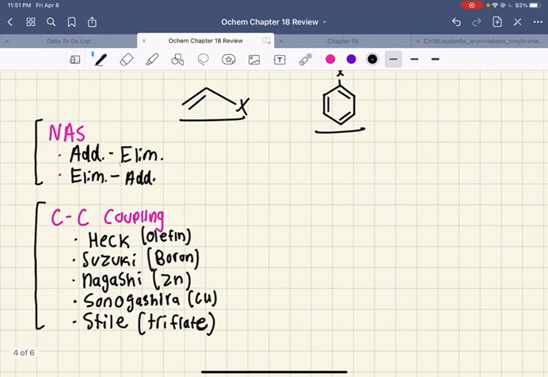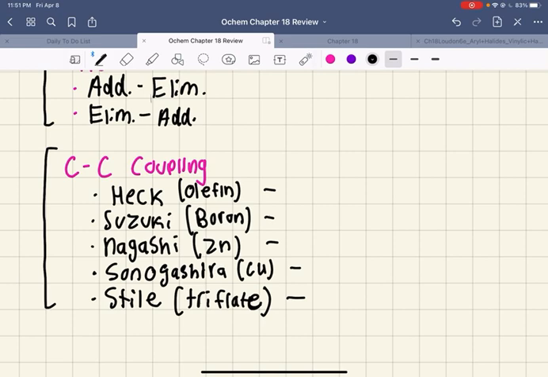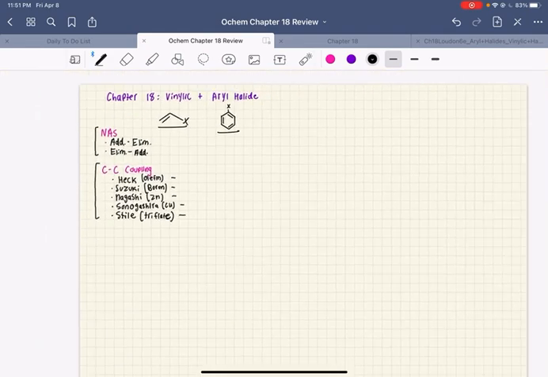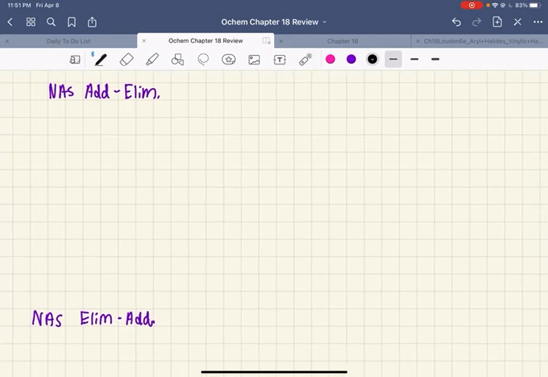This includes Heck, Suzuki, Negishi, Sonogashira, and the Stille reaction. In parentheses are the respective ways the reactions are done. First is nucleophilic aromatic substitution. For this, we're going to look at the addition-elimination reaction first.